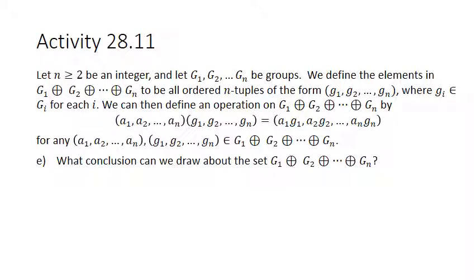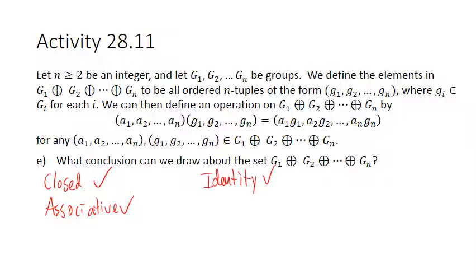All right, and then finally, what conclusion can we draw about the set G1, G2, dot, dot, dot, the external direct product of all of those? So we showed that it's closed. We showed that it is associative. We showed that it contains the identity. And we showed that it contains inverses. So it's a group.